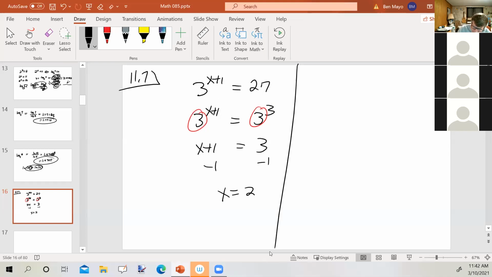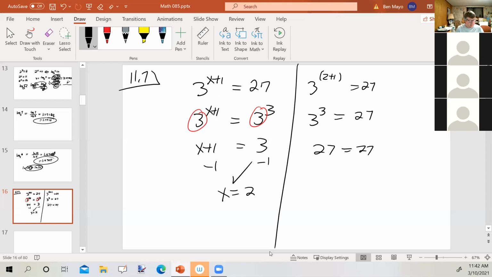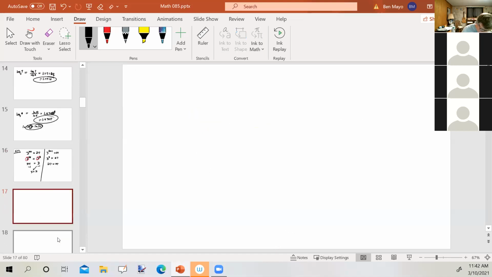Let's check our work. If x is 2, 3 to the 2 plus 1 equals 27. 3 cubed equals 27. 27 equals 27. So it checks. Any questions about that particular problem? All right, let's take a look at another example. Let's say we've got 8 to the negative 2x plus 1 equals 1 over 64.